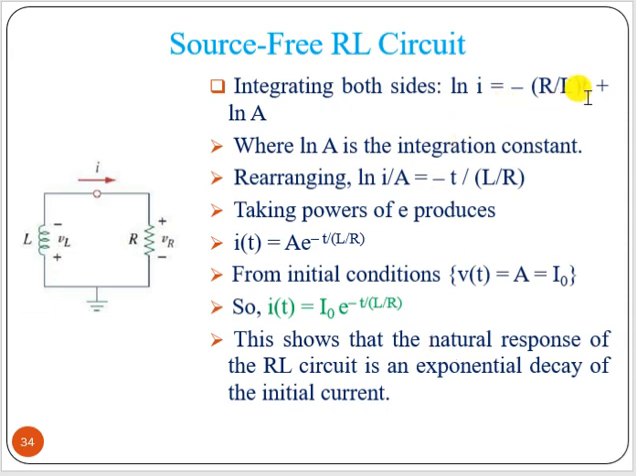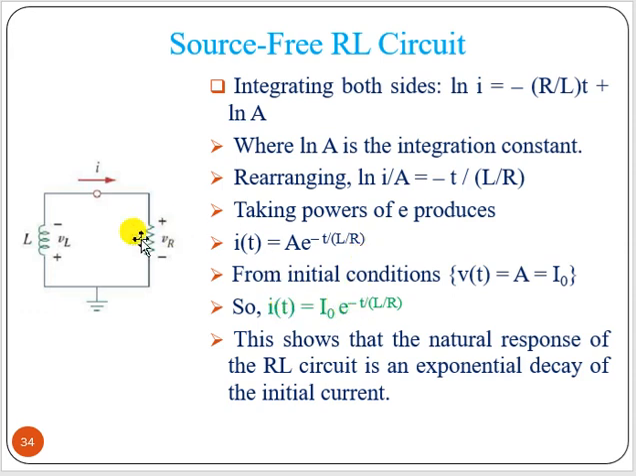Now if you take ln A to the left hand side, we will have ln of I by A equal to minus R by L into t, which you can write as minus t by L by R. Now here L by R is the time constant tau. So in terms of powers of e, I equals A into e to the power minus t by L by R, where this L by R is the time constant tau. That means in case of the RC source-free circuit, the time constant is RC. For the RL circuit, the time constant is L by R. That is the difference here.